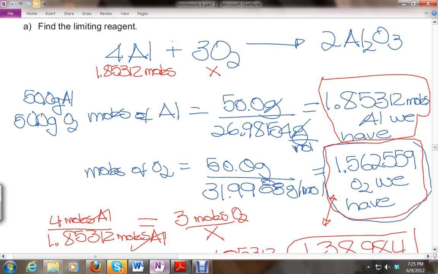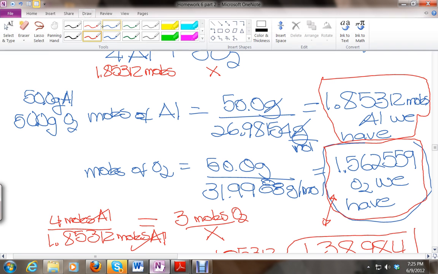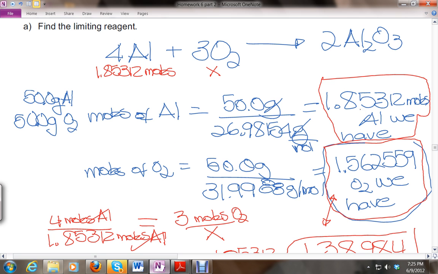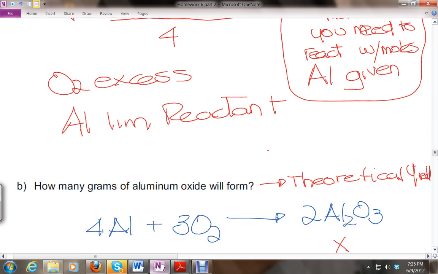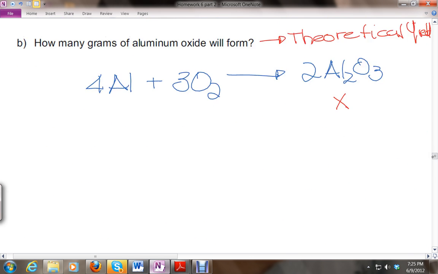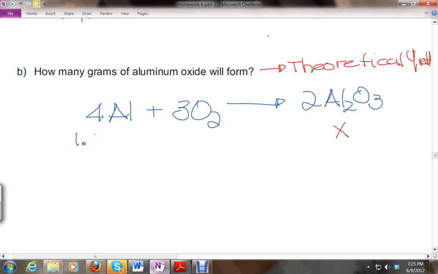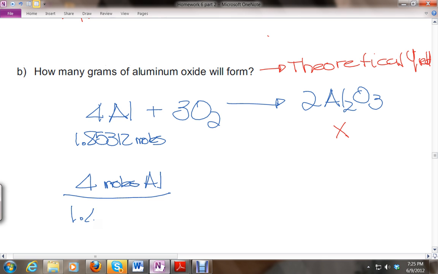Up here, 1.85312. We have it already calculated. That's why I say put it in a box. 1.85312 moles. So we got here 4 moles of aluminum divided by 1.85312 moles of aluminum, right?